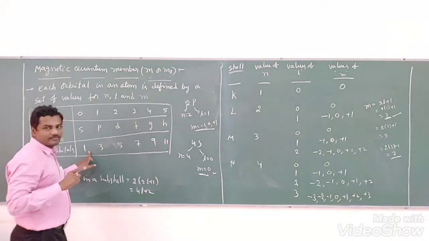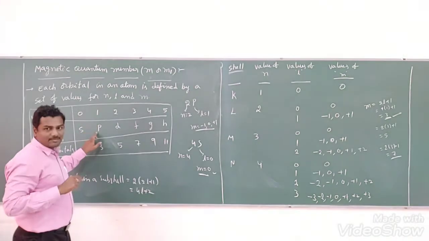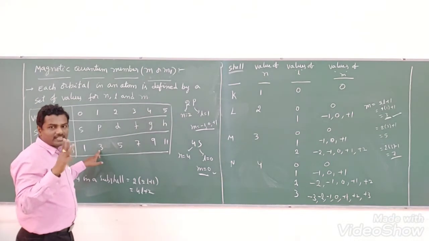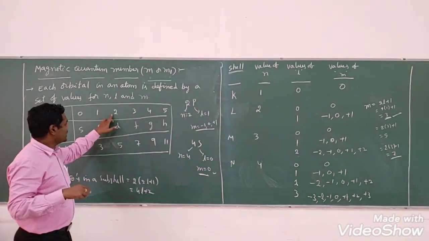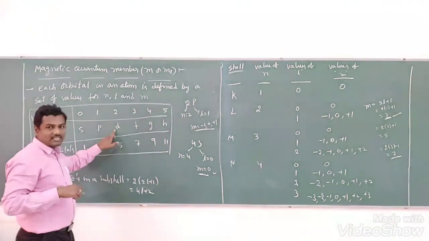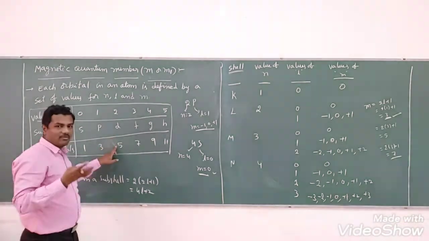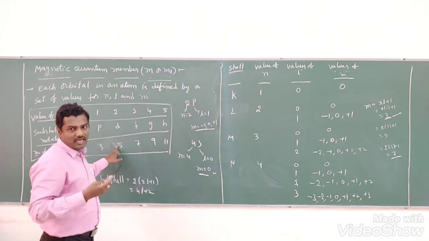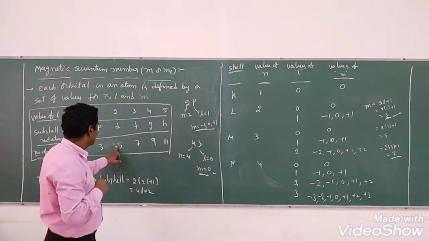Only 1. L equals 1 means what subshell? P subshell. In the P subshell, how many orbitals are present? 3: px, py, pz, right? L equals 2 means what subshell? D subshell. How many orbitals will you get in the D subshell? 5. What the 5 orbitals are, you will get to know in the shapes of orbitals. There you will get it.